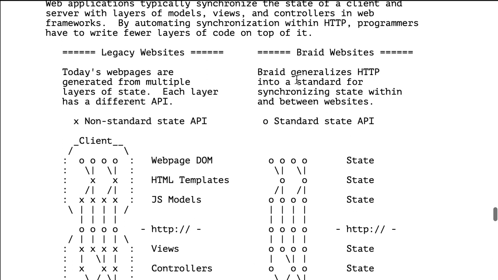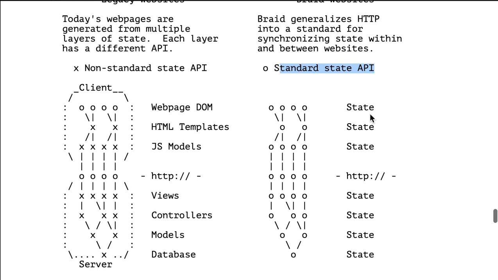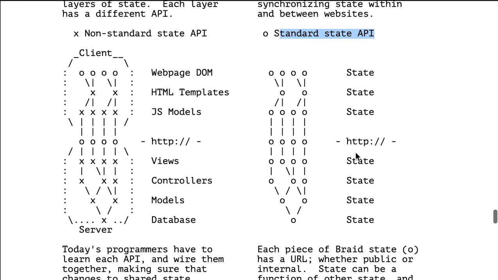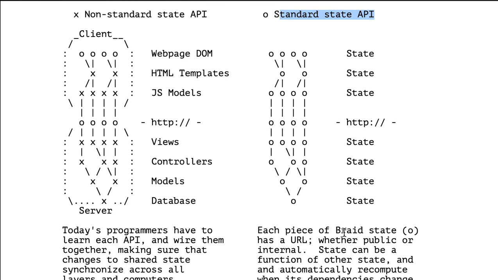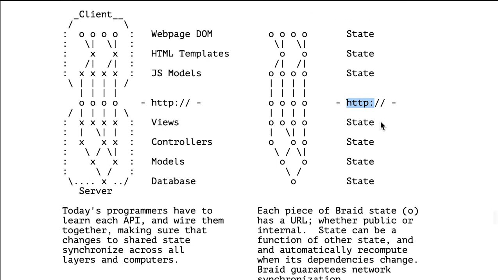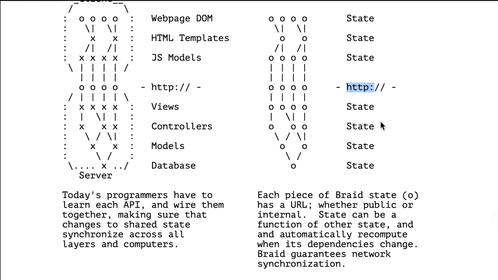So for instance, the Braid website says Braid generalizes HTTP into a standard for synchronizing state within and between websites. So a standard state API in Braid is just state over HTTP. So there's no more database, models, controllers, views, JS models, HTML templates, web page DOM, all having to synchronize between each other. Everything's synchronized through Braid, and it just has to communicate over HTTP, which will probably depend on your Braid server implementation and your Braid client implementation.